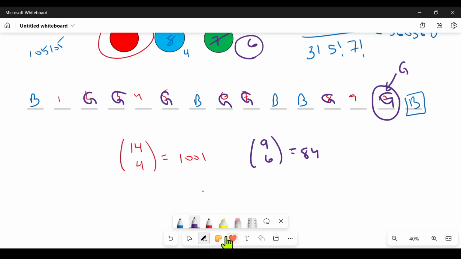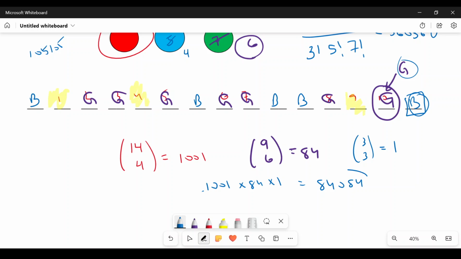And once I've done that, I have 3 empty spaces where I can put the red marbles. And because I forced the blue marble here and the green marble to be there, like the last empty spot, then I know that I must pull all the red marbles before the final green and the final blue. So again, we know that 3 choose 3 is 1. So the total here is 1,001 times 84 times 1, which is 84,084. So this is the total number of ways if blue is last.